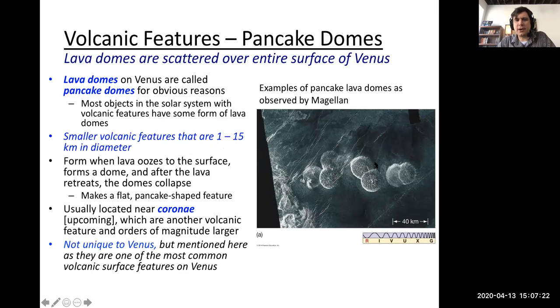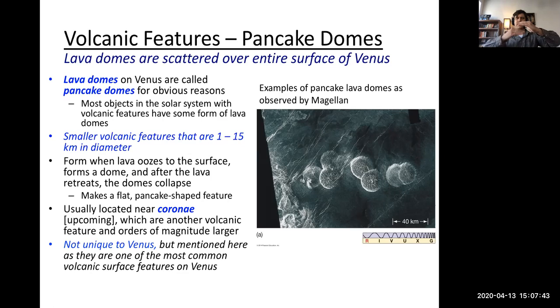And these are simply lava domes. You see them on pretty much every planetary surface that has a surface. And the way that they form is that you're going to have lava that can come out onto the surface. The lava is going to be thinner. It's going to have lower viscosity. So it forms this very low profile dome.